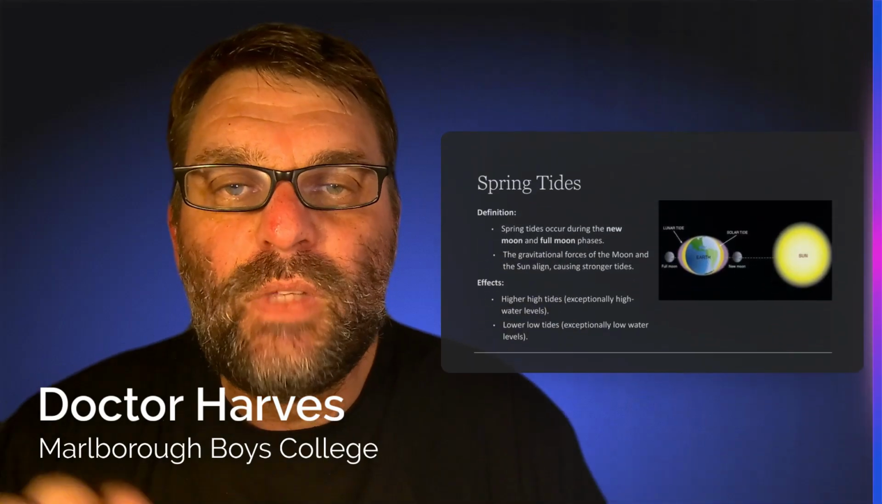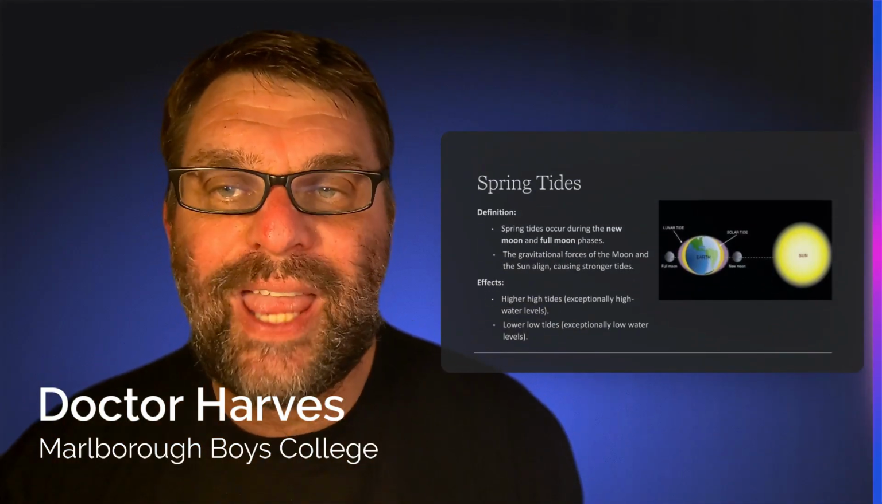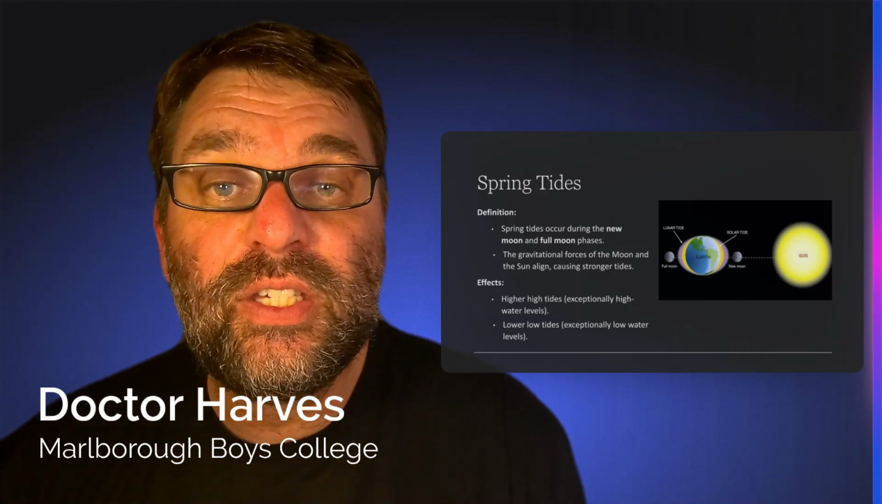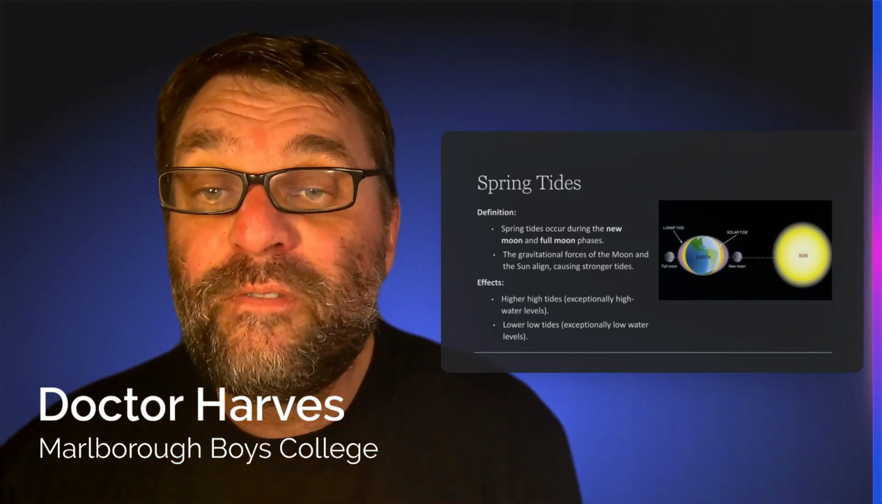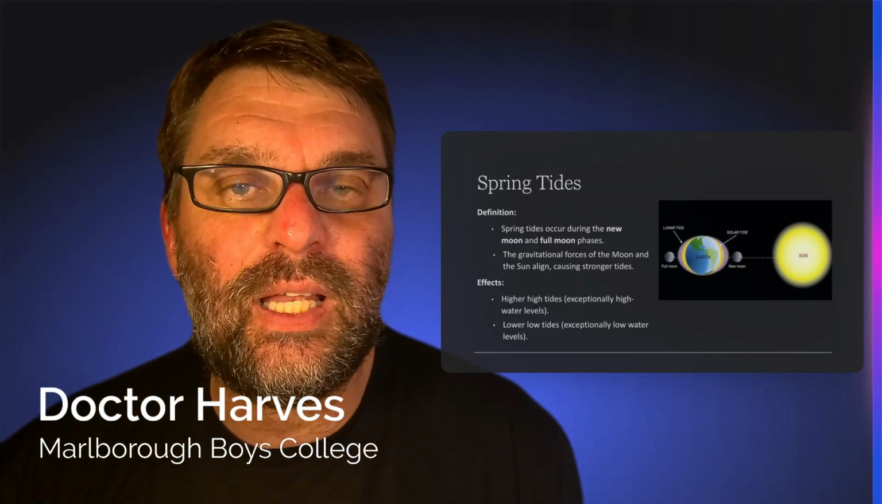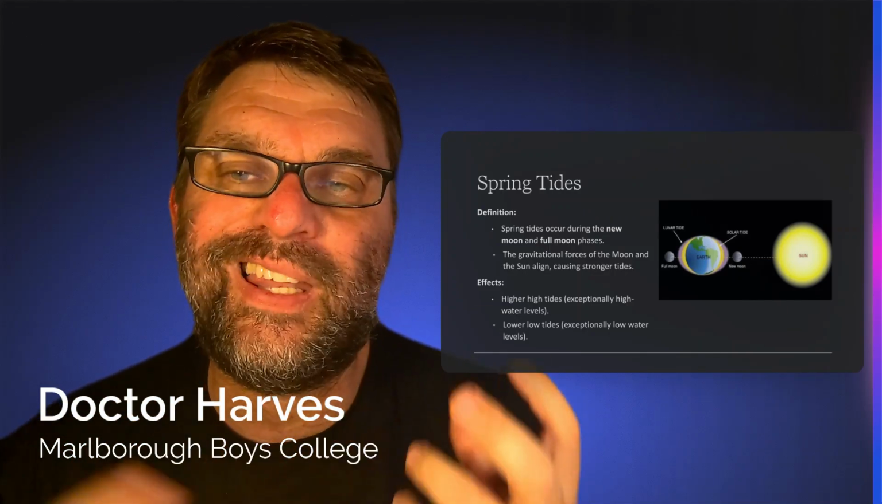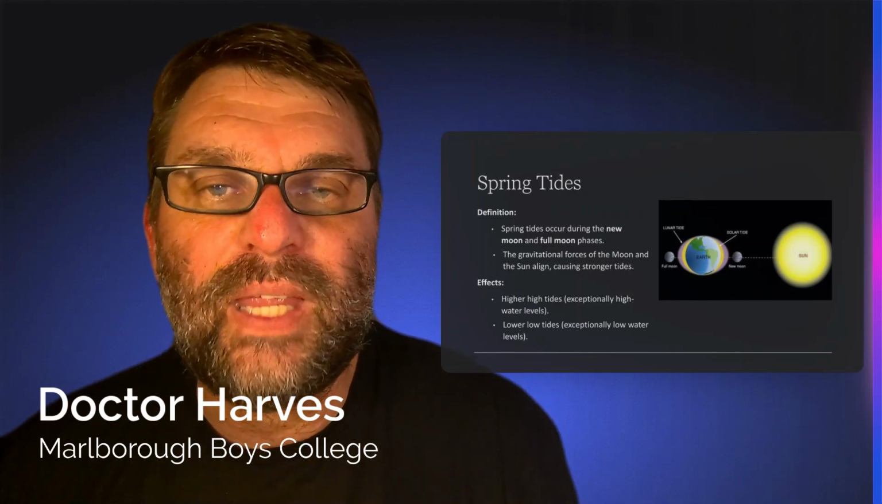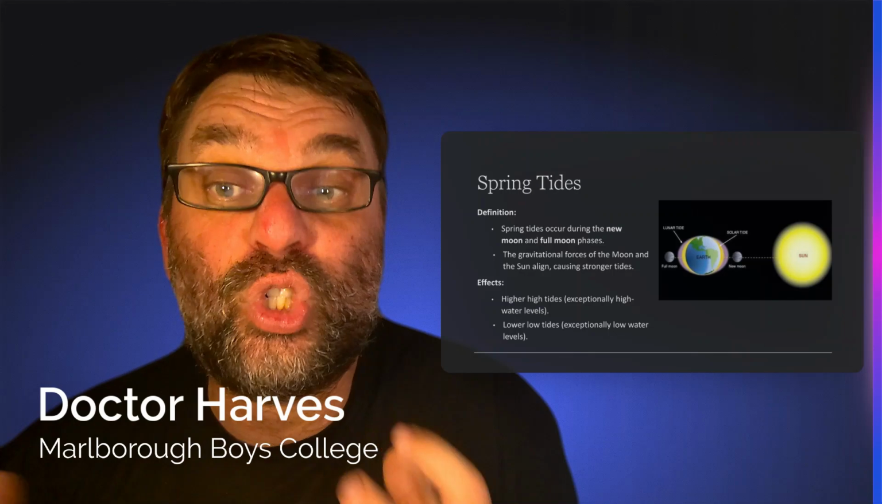Okay. So in terms of different types of tides, there's three major ones we look at. So the first one is spring tides. Okay, so spring tides occur during the new moon and full moon phases, which we'll explore in a later lesson. And that happens when the gravitational force of the moon and the sun align, as you can see from the image there, causing these stronger gravitational forces and therefore stronger tides.